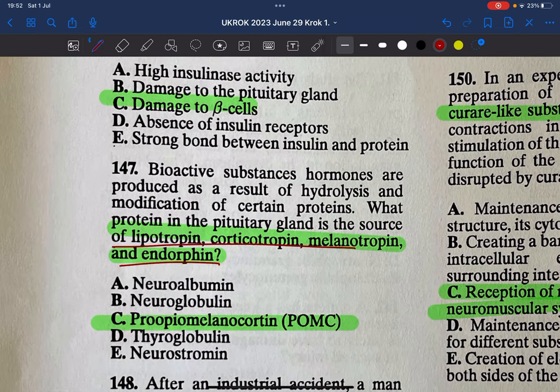These molecules, actually in the pituitary gland, these hormones are from a common precursor called pro-opiomelanocortin.